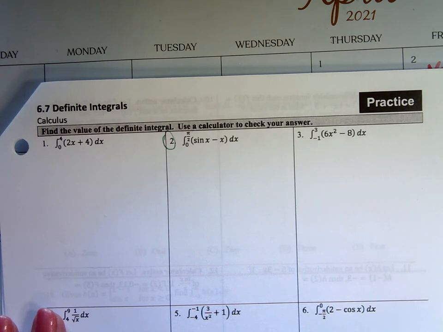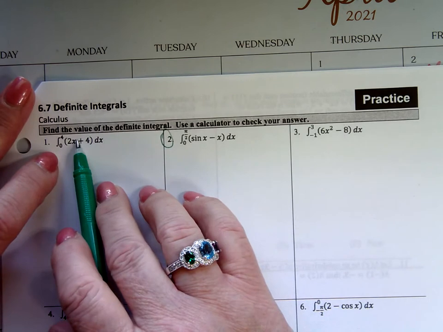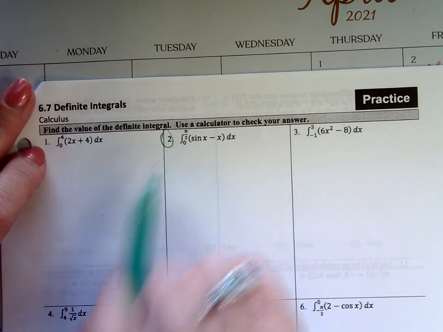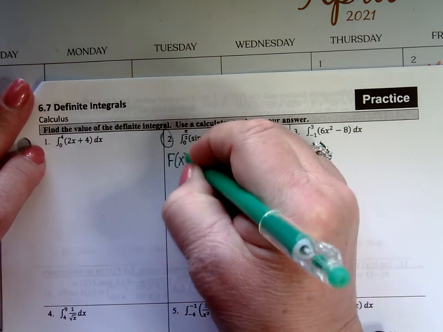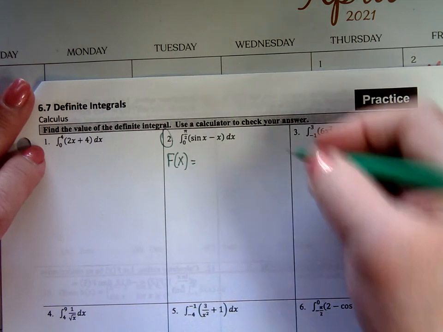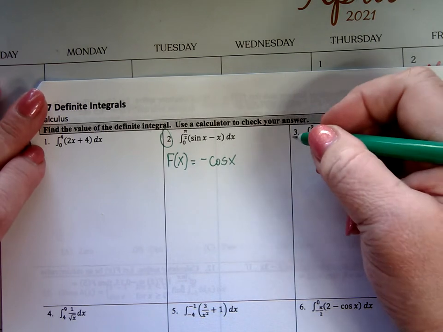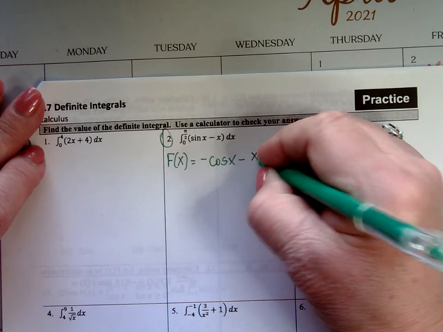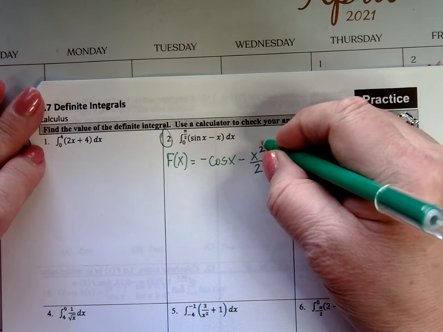All right, so sine of x minus x is my function. They want me to find the value of the definite integral. So in other words, this one has bounds. I don't need the plus c, but I do need to go backwards and find capital F of x, the antiderivative. We said that the antiderivative of sine was a negative cosine, and for the antiderivative of an x, add a power on, divide by the power, so it would be an x squared over 2. And I'm going to evaluate that from 0 to pi over 2.